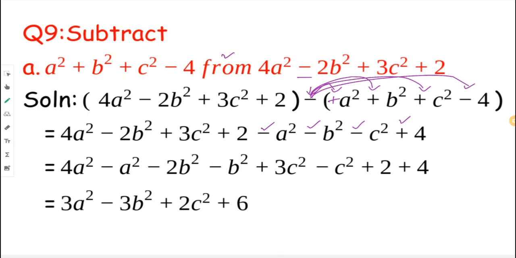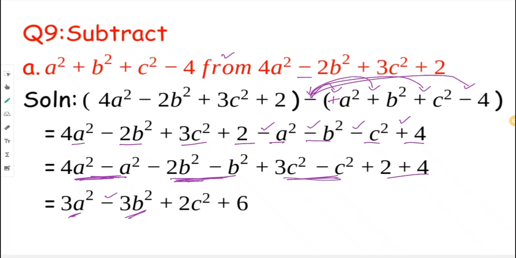Once we're done with it, we'll start collecting the like terms. A square together here, b square together, c square together, and then numbers and numbers together here, right? If you look at a square, plus is greater, right? So 4 minus 1, 3 times a square. When you look at b square, they're both minus, which means I have to add them, but my sign will be minus. Minus 2 minus 1, I'll have 3 times minus 3b square.